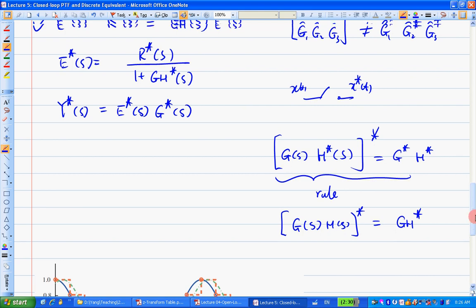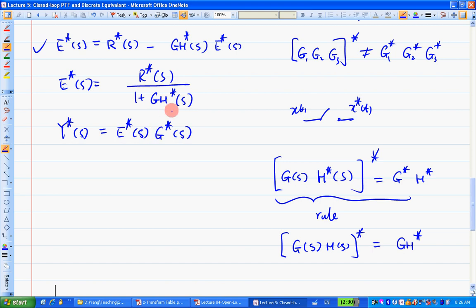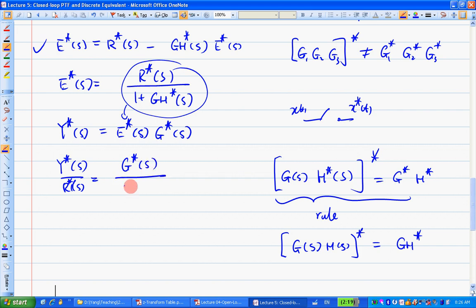Okay, so back over here. Now I'm ready to derive my pulse transfer function. Plugging this one over here, we end up with y star of s over r star of s equal to g star over 1 plus gh star of s. So altogether, everything is star now.